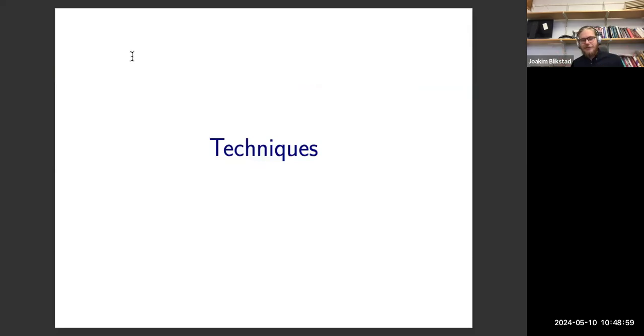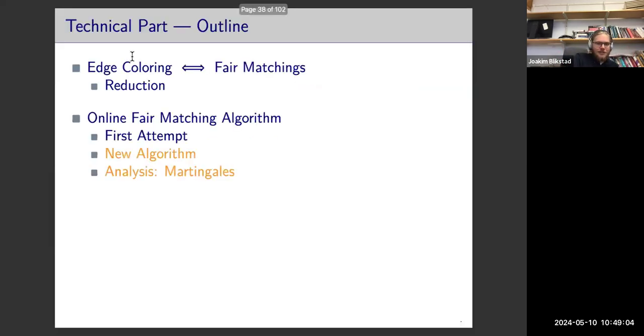Okay, so that was kind of the overview part. So now I will talk a bit about what kind of techniques we use to achieve this result. The outline is that in the online setting, it's a bit annoying to think about edge coloring directly. So we convert it to a matching problem instead. I will define the problem of fair matchings. In some sense, an edge coloring is like a covering of the graph with matchings, right? Each color corresponds to a matching in the graph. So there's a reduction here showing that these two problems are kind of equivalent.